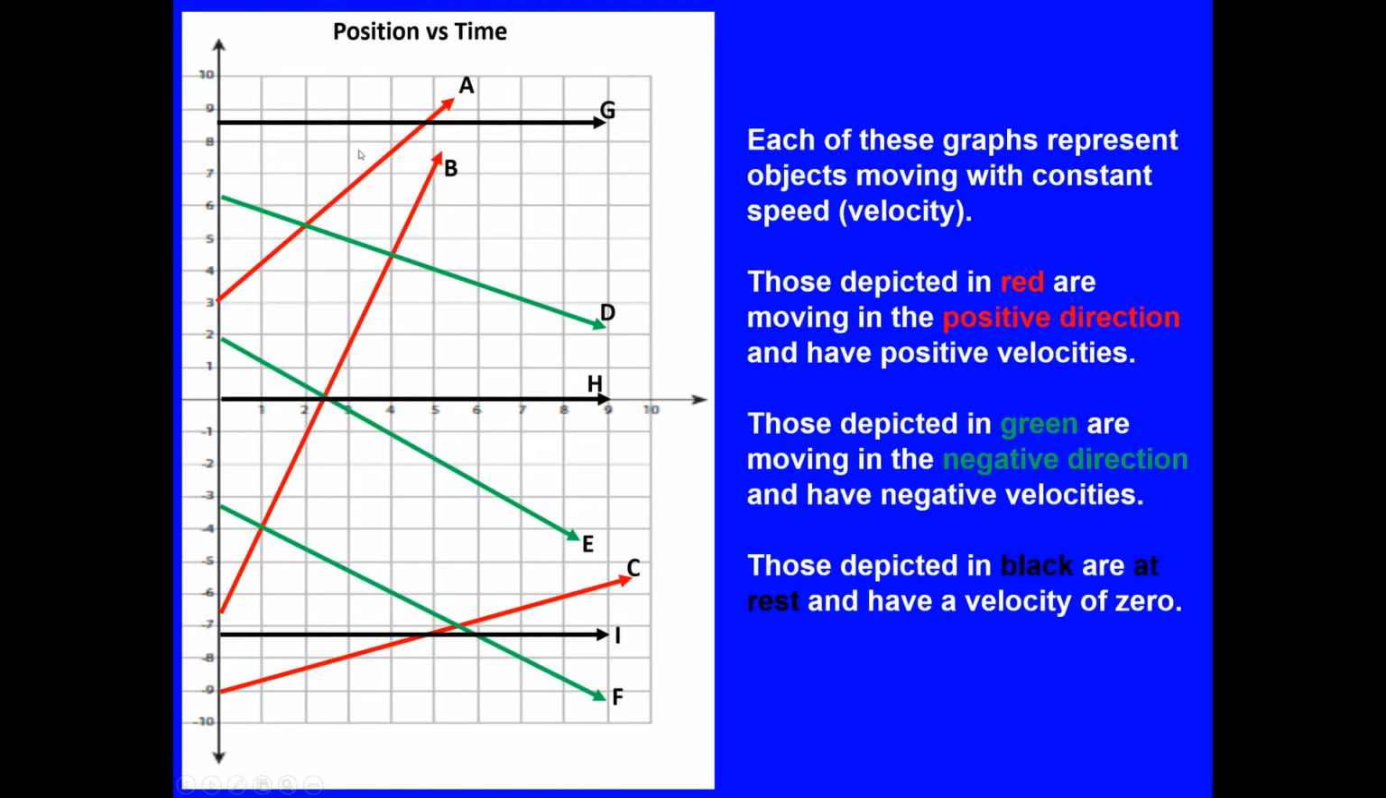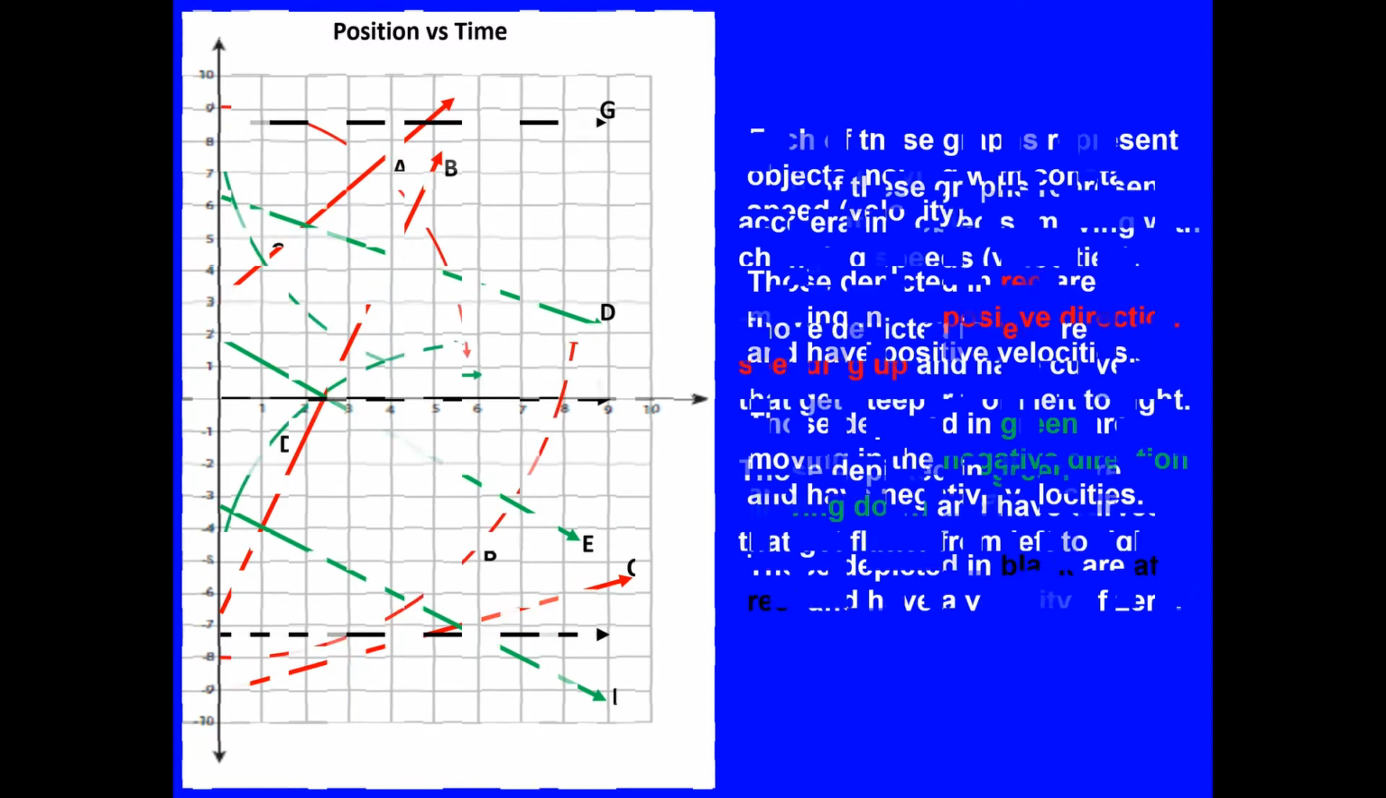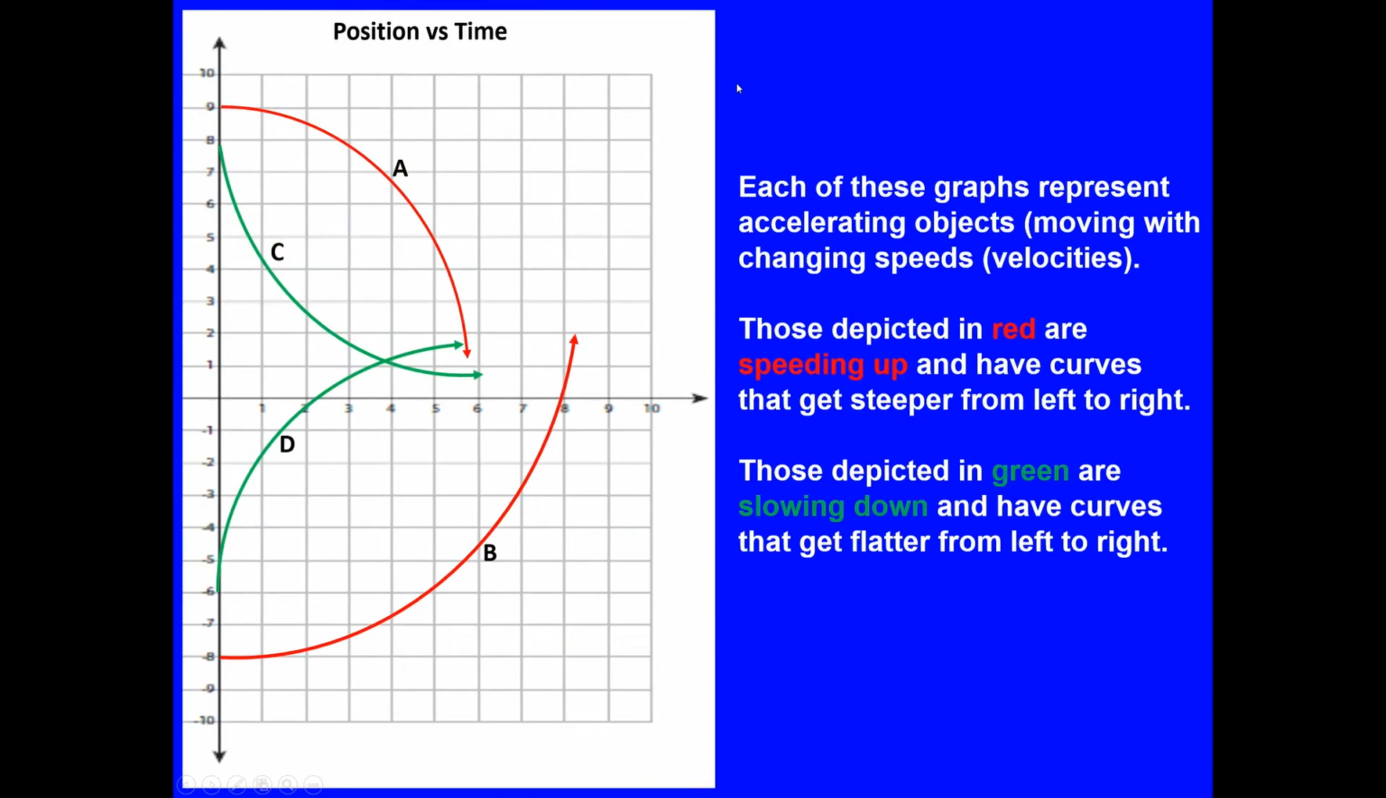So it doesn't matter if the line is above or below the x-axis. What you look for in position time graphs is how steep the line is, and is it moving upward like A, B, and C, or downward like D, E, and F. So these all model objects that are moving with a constant velocity. If the velocity of the object is not constant, its position time graph will curve.